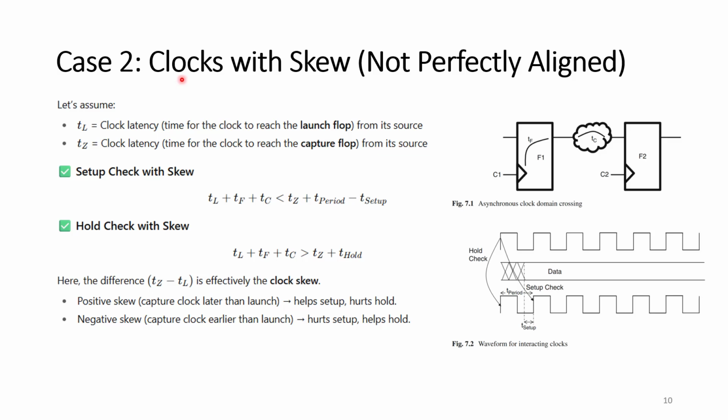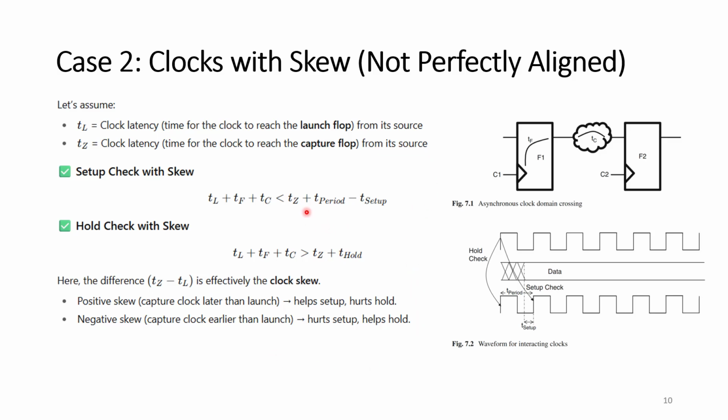Next, coming to example case 2, clocks with skew. So skew can be positive skew or negative skew. In this particular waveform, you are not seeing any skew. Why? Because it is starting at 0 nanosecond and it is also starting at 0 nanosecond. Whereas skew is when the capture flop clock is pushed either forward or backward. If it is pushed forward, towards the right hand side, then it is called positive skew. If it is pushed towards the left hand side, then it is called negative skew. I will be explaining this concept in detail in the upcoming videos. As of now, you just go through this slide.